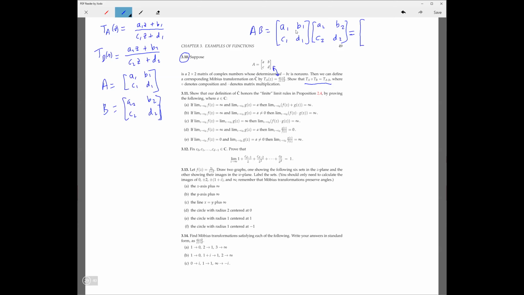Okay, so when you multiply these two matrices together, these are both 2 by 2 matrices, so you're going to get a 2 by 2 matrix as a result. You've got 4 slots in the matrix. In this first slot, it's the first row and the first column. That means you go to the first row here and the first column there. Multiply A1 times A2 plus B1 times C2. That's the first slot, okay?